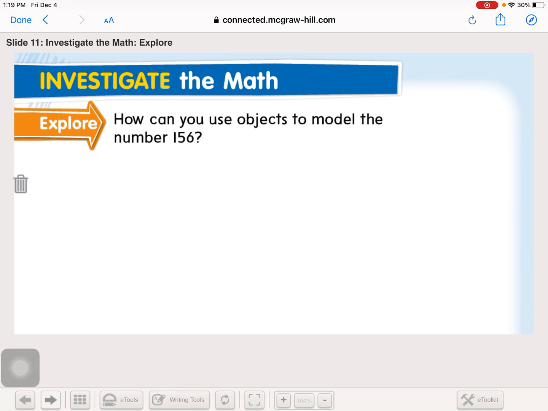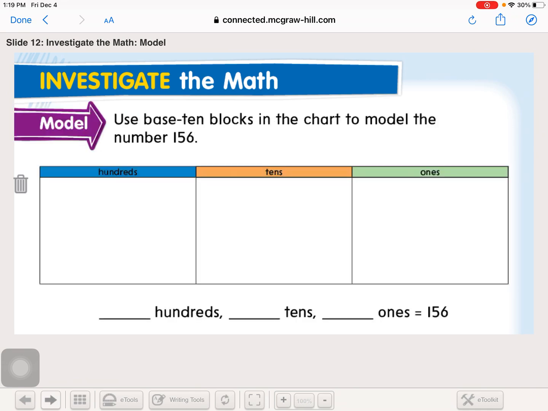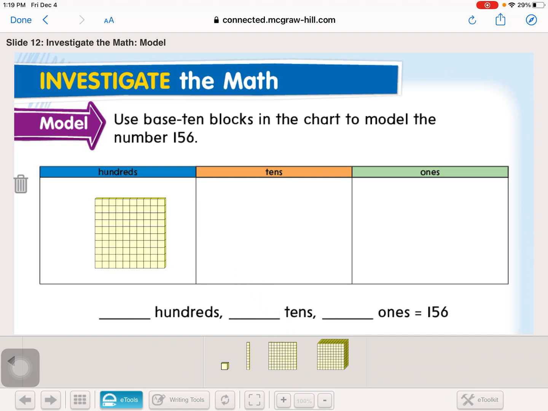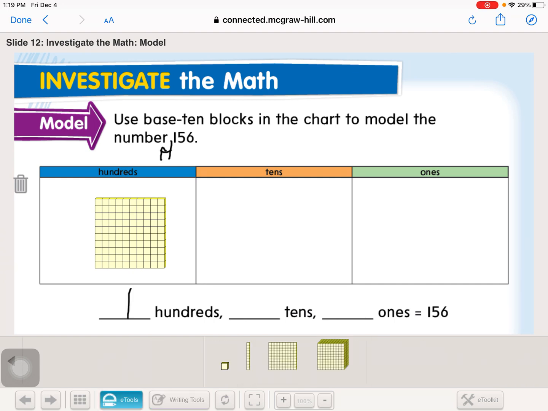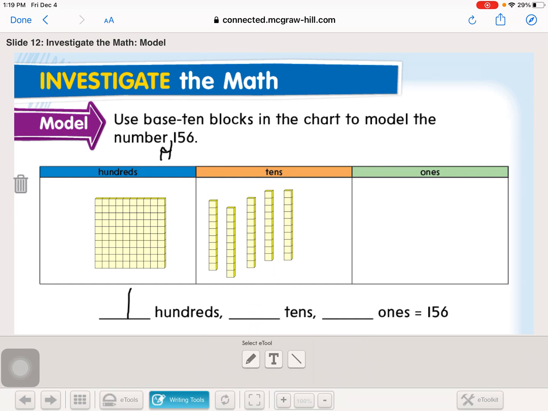How can you use objects to model the number 156? So we're going to do that on this place value chart here. It says use base 10 blocks in the chart to model the number 156. So let's start with the 100. We have 100. I know that because in my hundreds place here, I see the number 1. And then in the tens place, I see 50. So I'm going to do 5 tens: 10, 20, 30, 40, 50.